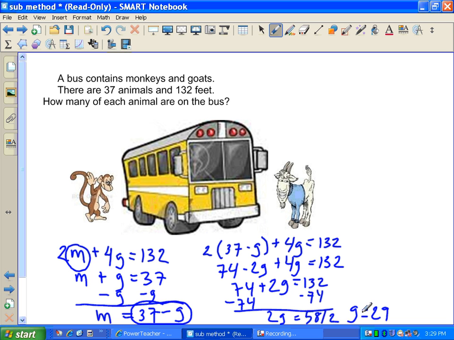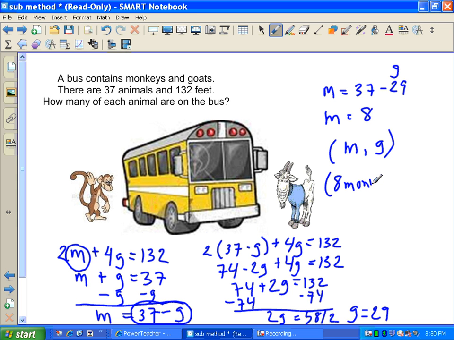Again, we need the G and the M. If G is 29, take this equation over here. M is equal to 37 minus 29. That's our G. So M is equal to 8. That means when we had monkeys and goats, we have 8 monkeys and 29 goats.